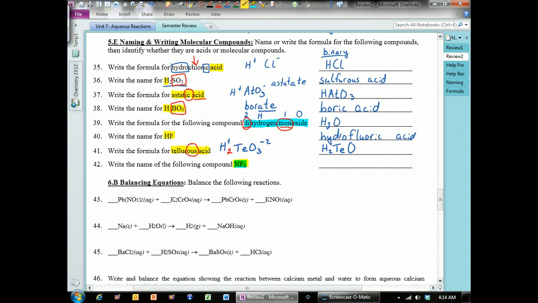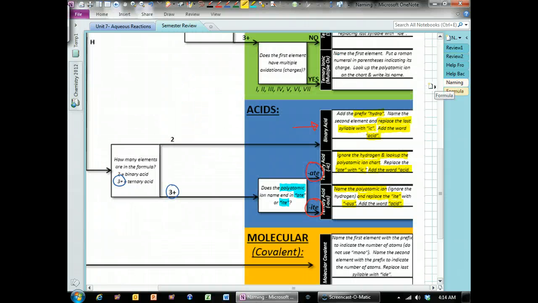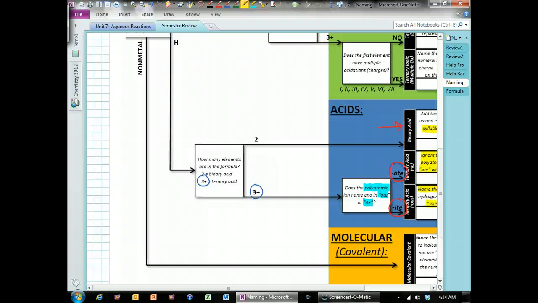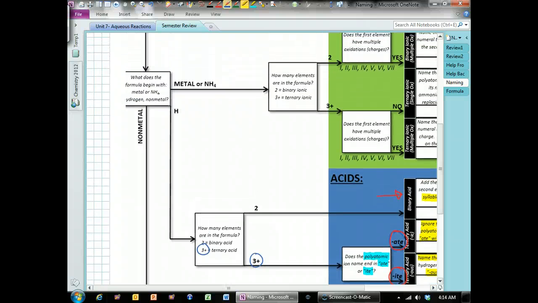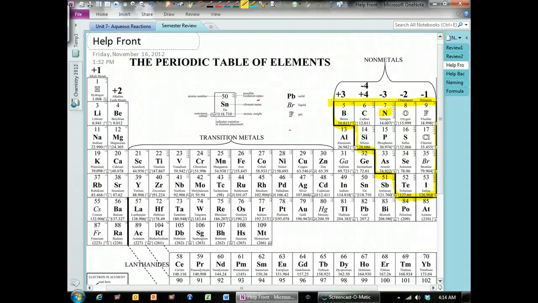This last example, NF3, does not have hydrogen in it. And when you go through the flow chart for naming, you answer this question right here: what does the first element begin with? A metal, NH4, hydrogen, or a non-metal. When you look up N on the periodic table, nitrogen is found in the non-metal group. So since it's over here with the non-metals, then you're going to answer that it begins with a non-metal.